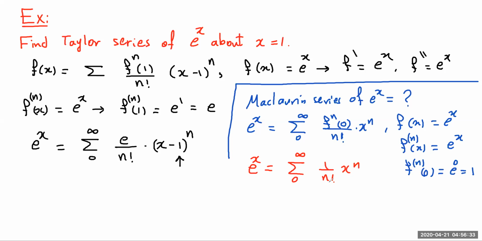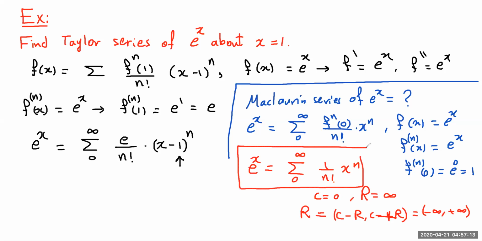So where is this formula correct? We solved this exercise in a previous lesson called radius of convergence, and the radius was infinity and the center is 0. So this formula is correct on the interval of convergence (c minus r, c plus r). So what will the interval be? Minus infinity to plus infinity. So the interval of convergence is R. So this formula is correct for any real number x.